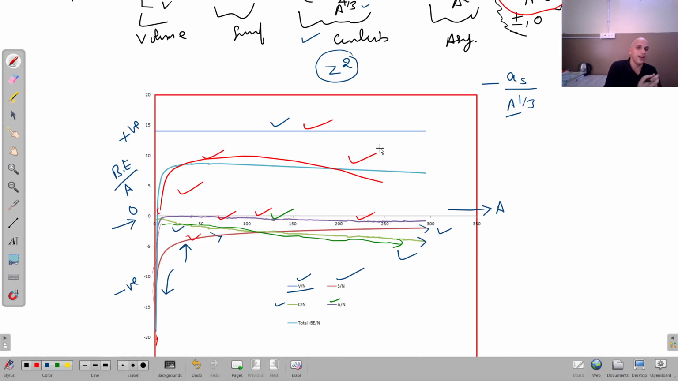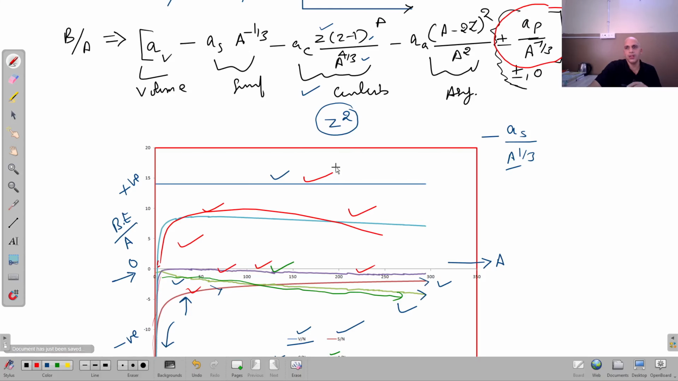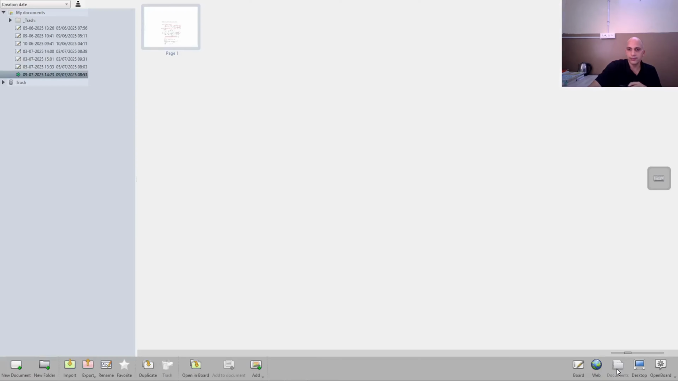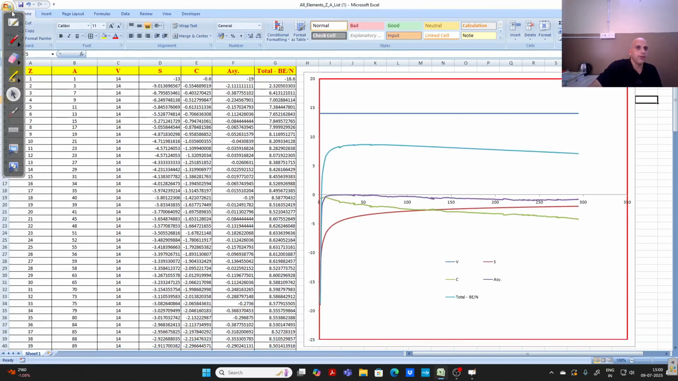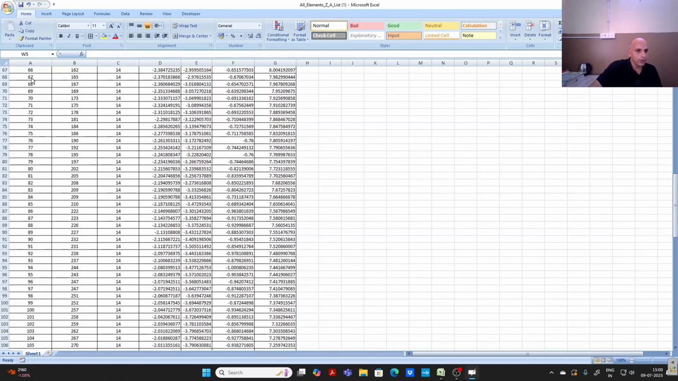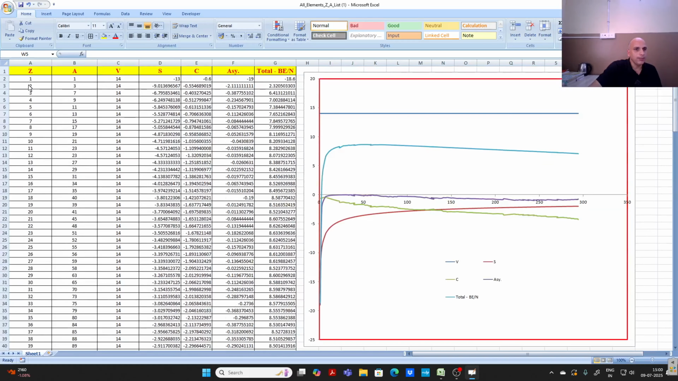Actually, in many books, this graph is wrongly interpreted or wrongly plotted, right? It is very difficult to understand how these terms change. But here you can see, now I am showing you how this graph is plotted. You can see here, what I have done: I have taken the list of all the elements from 1 to 118 with their corresponding mass numbers. You can see here, these are the mass numbers. Then this is the volume energy term. I have applied the formula, right?